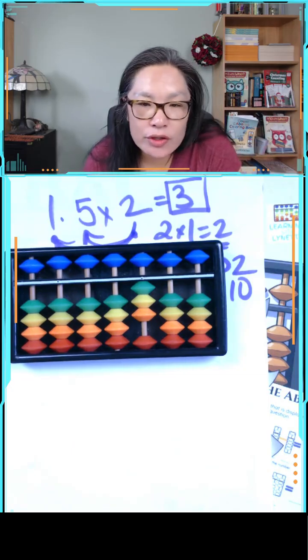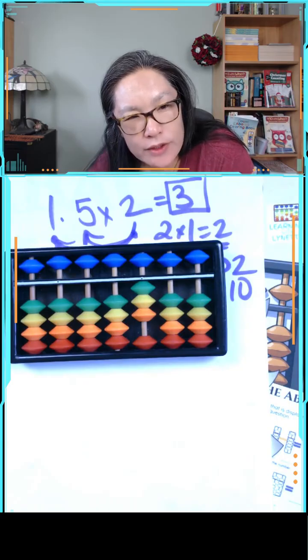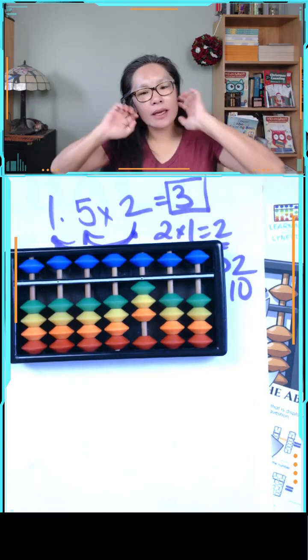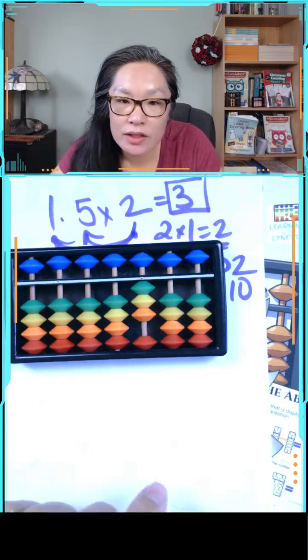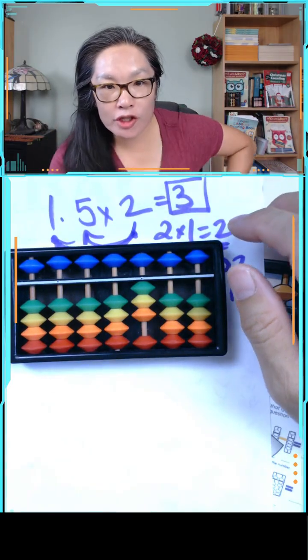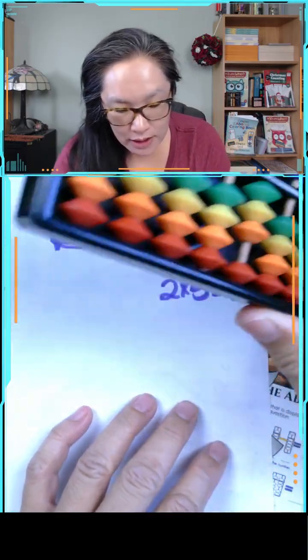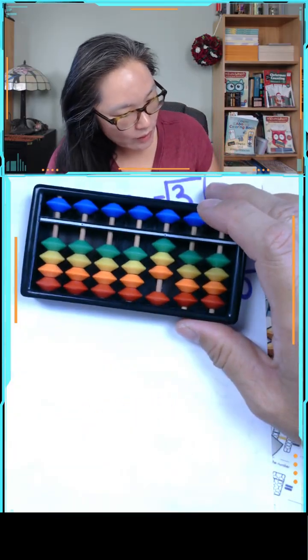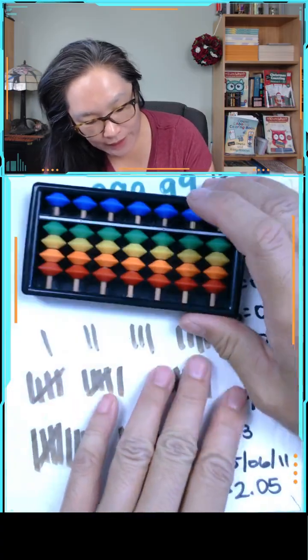Great. I don't usually do multiplication, just because I'm afraid that I will lose people, because there's a lot of people that will just come in the room and say, I don't understand. So we're going to continue on with how to read the abacus.